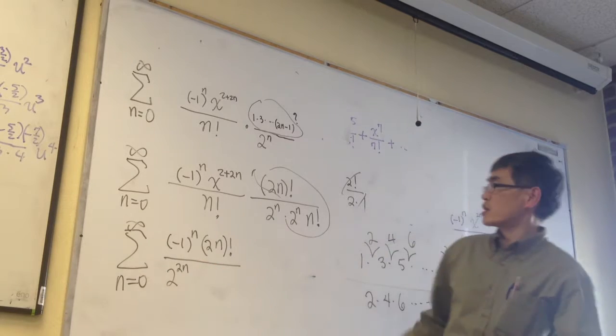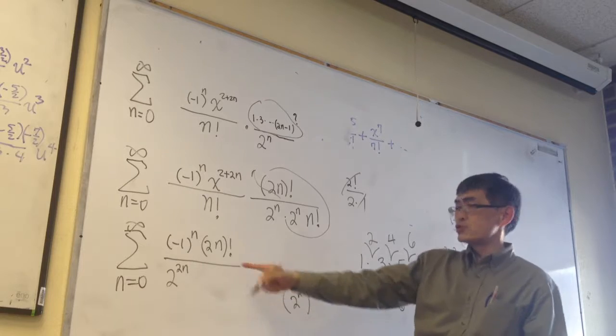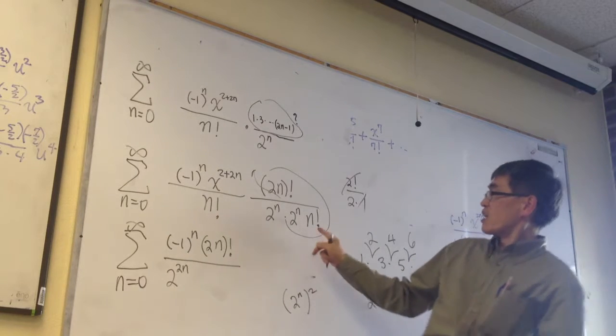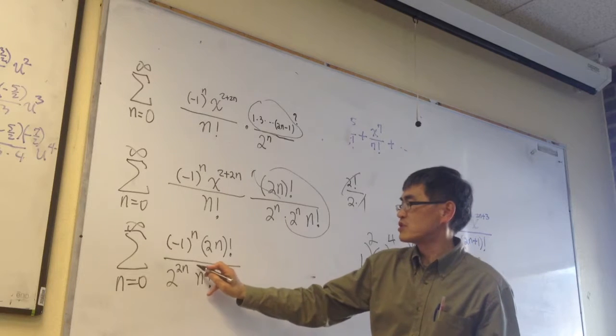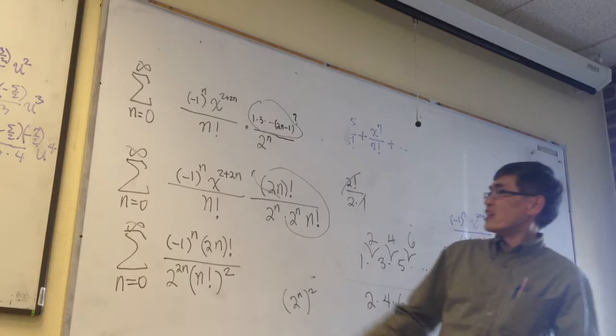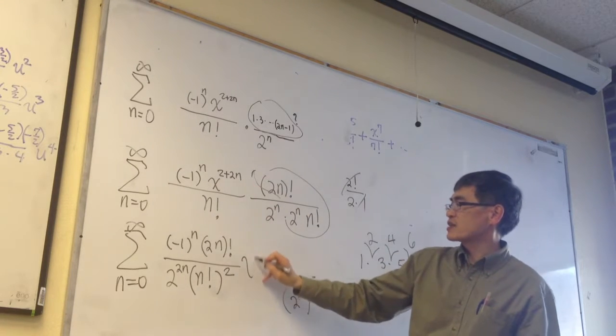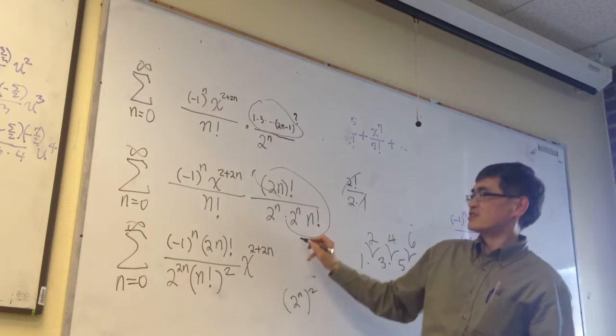2n, agree? Because this is 2n squared, that's 2 to the 2n, right? And then what else? I have n factorial appears how many times? Twice, so I square it. And then finally I have this x thing, x to the what power? 2 plus 2n power. And that's the final answer.